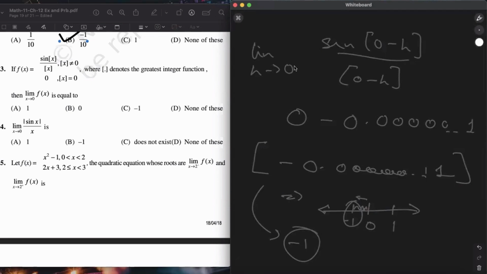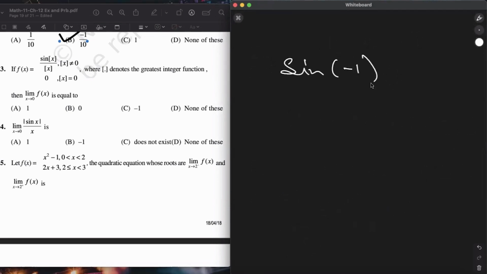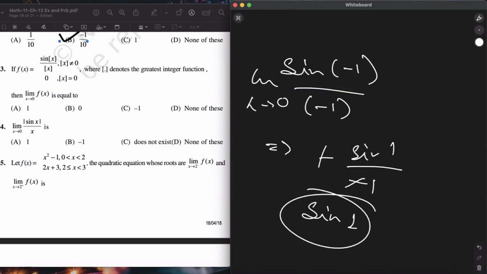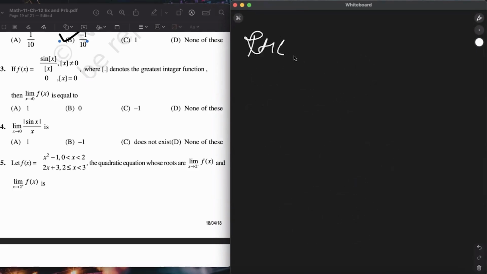So sin of (-1)/(-1), limit h tends to 0, simply minus sin 1 by -1, so sin 1. This will be in radians, 1, okay. So this is our left hand limit. And now for the right hand limit we'll just do the opposite thing. We'll approach from the right hand side.